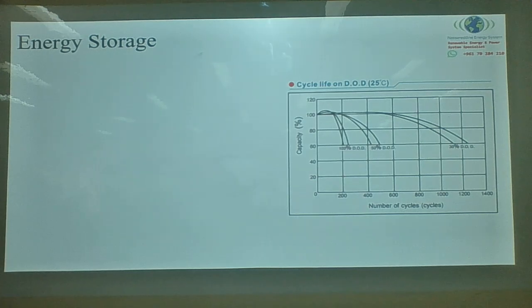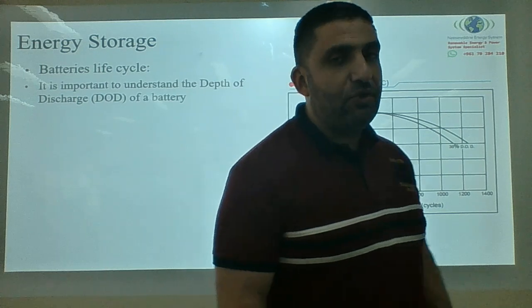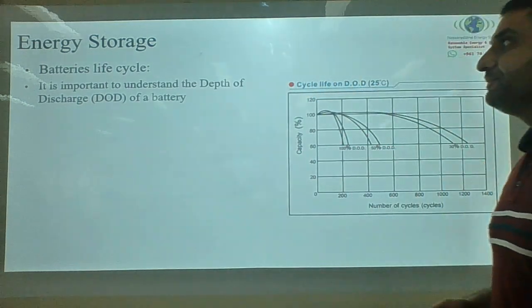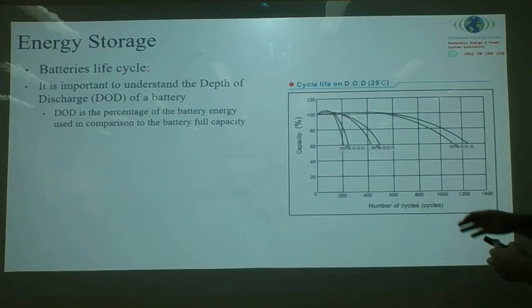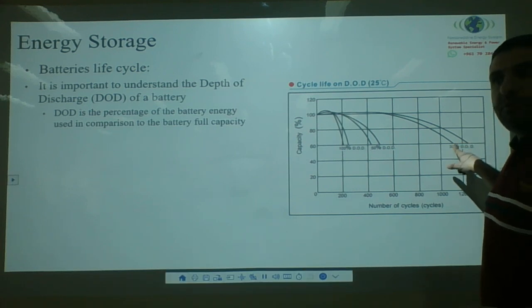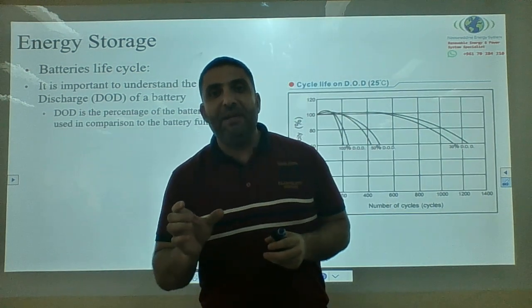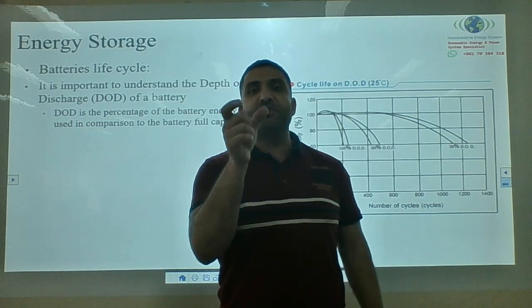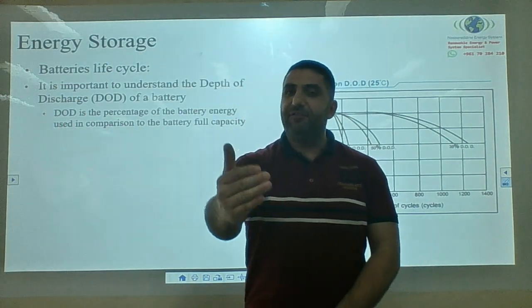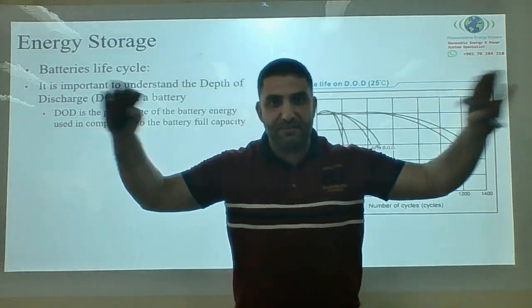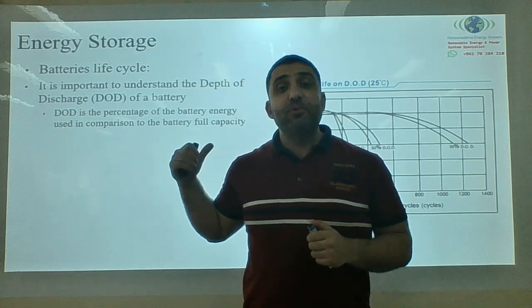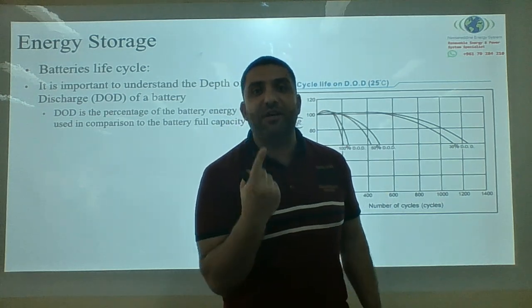Now, this is my cycle. Battery life cycle. Before we go into the battery life cycle, I need to introduce something called depth of discharge. The depth of discharge is the percentage of the battery energy used in comparison to the battery being full. So for example, 30% depth of discharge means I can only discharge 30% of its full capacity. If you have a 100 kilowatt hour battery bank, at 30% discharge, I can only use 30 kilowatt hours.